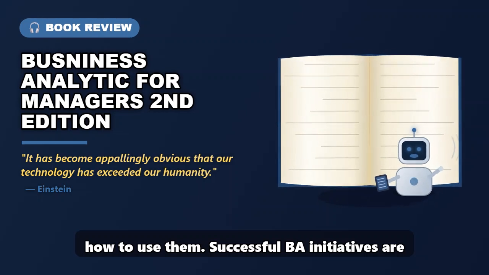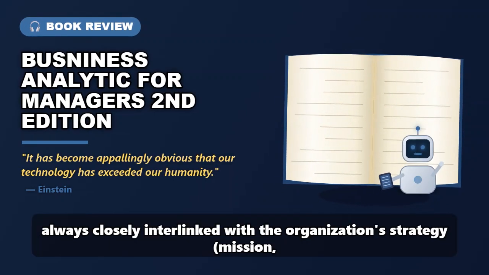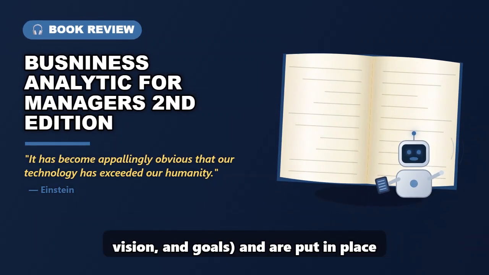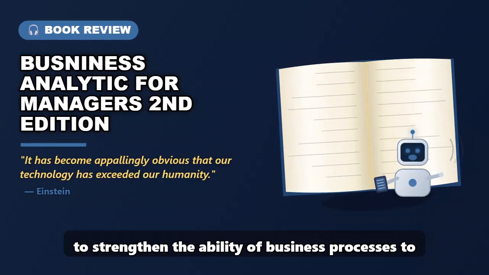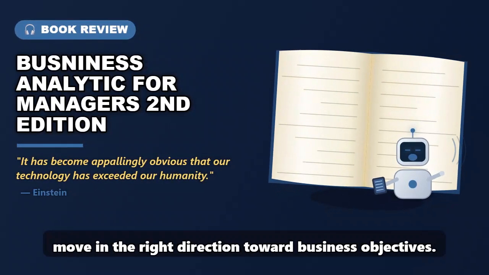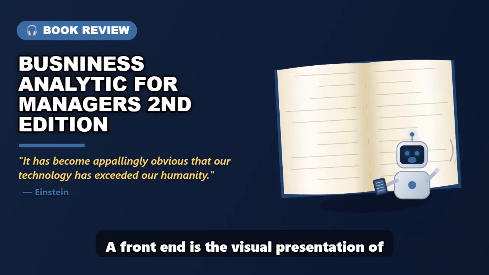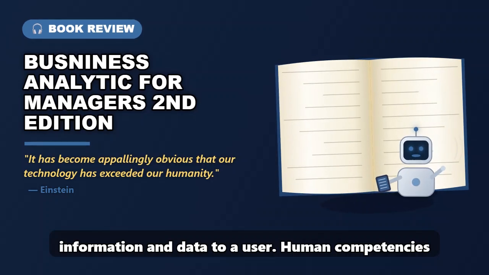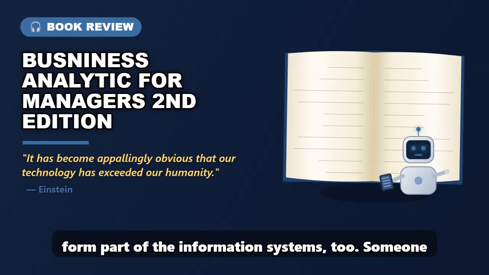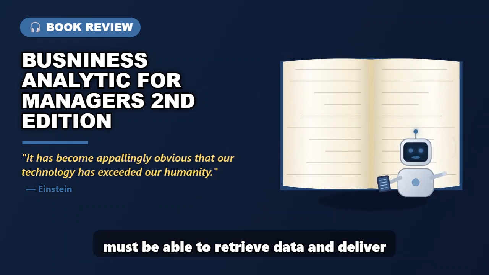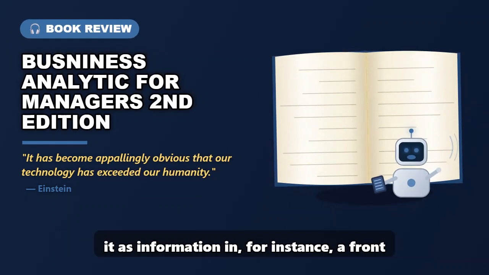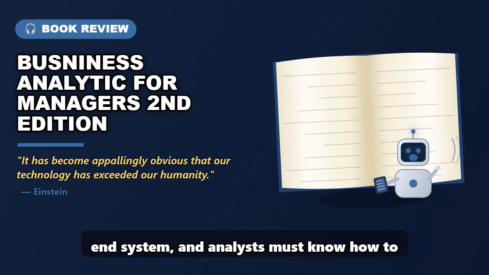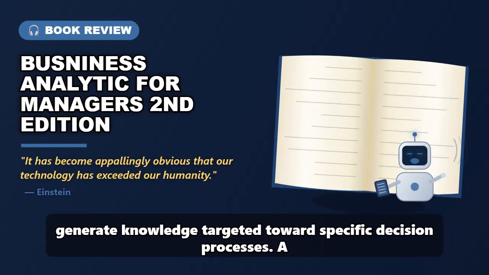Successful BA initiatives are always closely interlinked with the organization's strategy, mission, vision, and goals, and are put in place to strengthen the ability of business processes to move in the right direction toward business objectives. A front end is the visual presentation of information and data to a user. Human competencies form part of the information systems, too. Someone must be able to retrieve data and deliver it as information in, for instance, a front-end system, and analysts must know how to generate knowledge targeted toward specific decision processes.